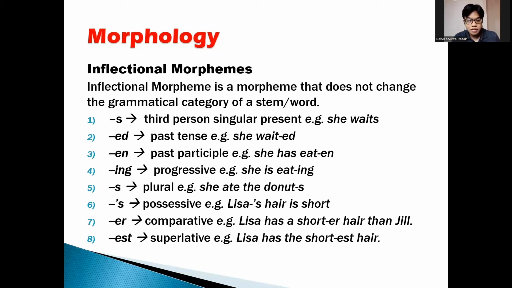Fifth is the morpheme s again, but this time it's used for plural. For example, she ate the donuts. Sixth is the morpheme apostrophe s, which is used for possessive. For example, Lisa's hair is short. Seventh is the morpheme er, which is used for comparative. For example, Lisa has shorter hair than Jill. Eighth is est, which is used for superlative. For example, Lisa has the shortest hair.